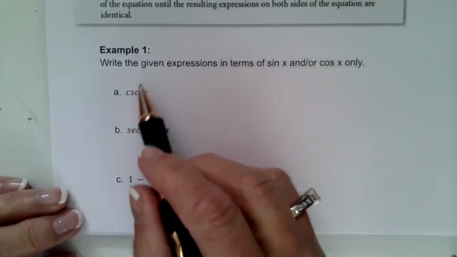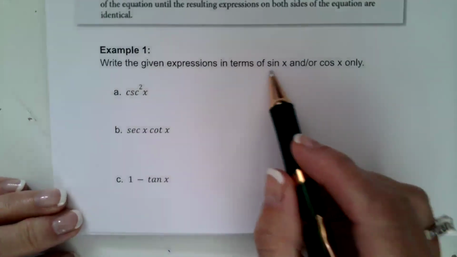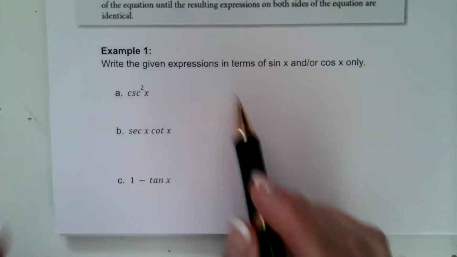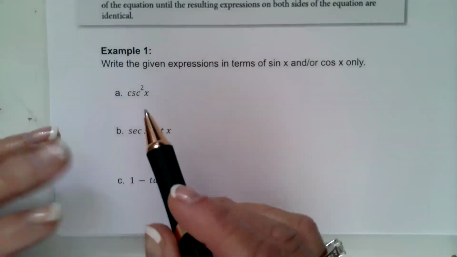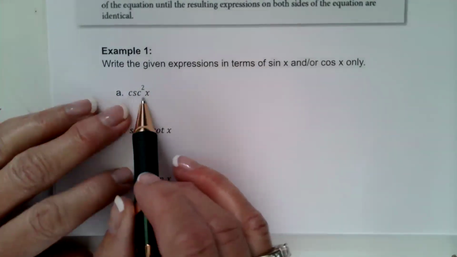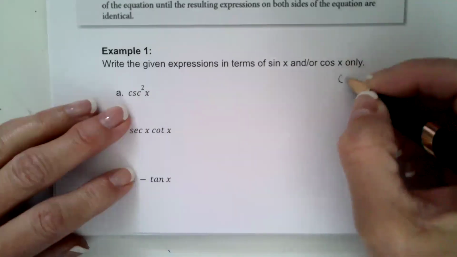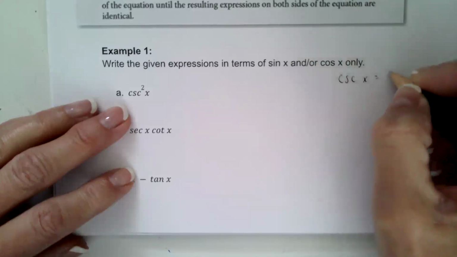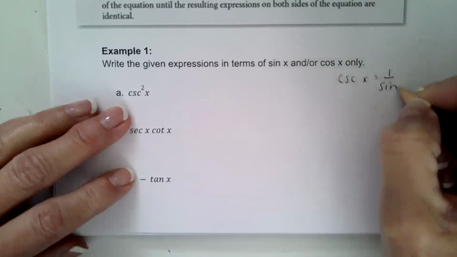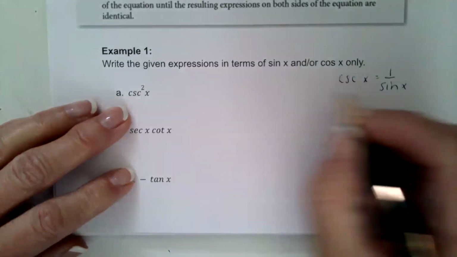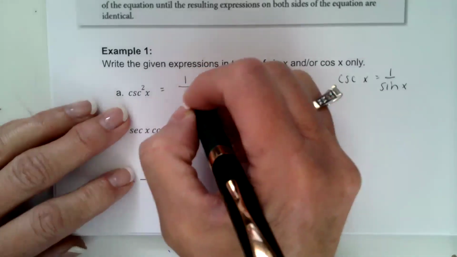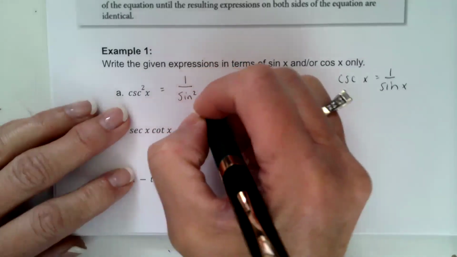So the first one is write the given expressions in terms of sine x or cosine x. So we're just getting practice using identities. So cosecant squared, I know that cosecant x is equal to 1 over sine x. So I can use that to write 1 over sine squared x.